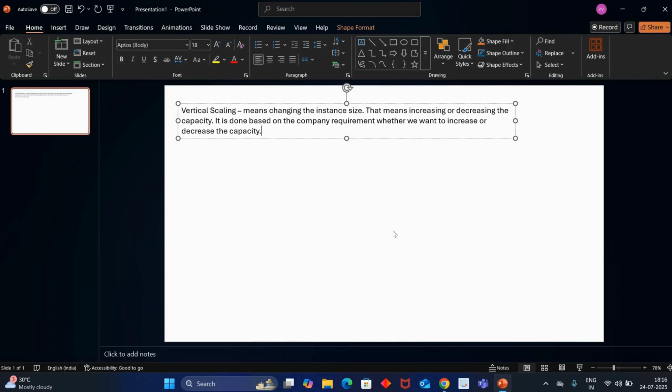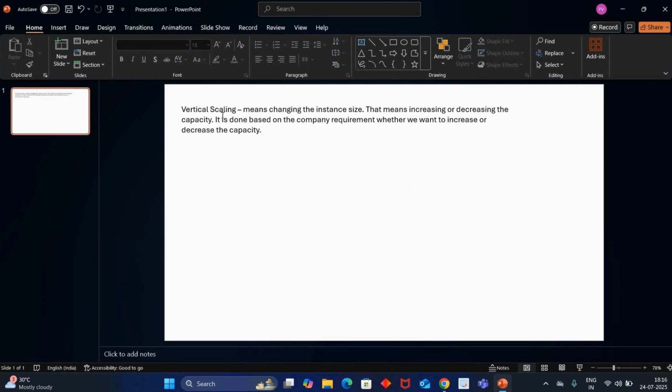So now we are saying increasing or decreasing the capacity. Increasing the capacity means scale up. Okay. And decreasing the capacity means scale down. Increasing capacity means scale up. Decreasing the capacity means scale down.